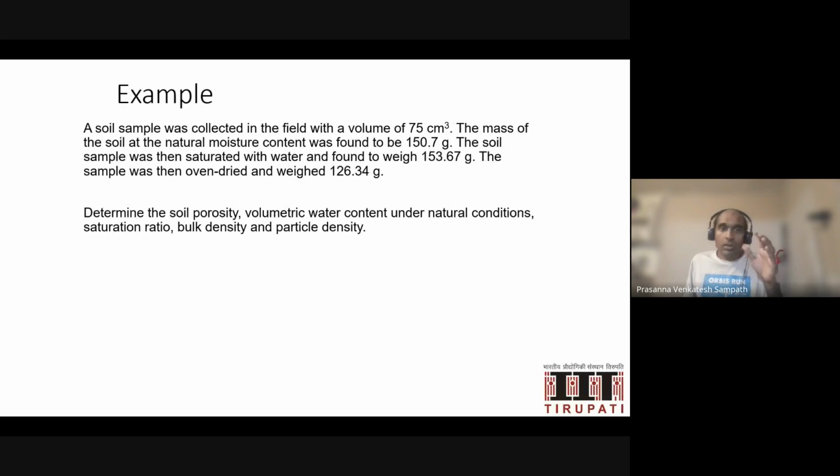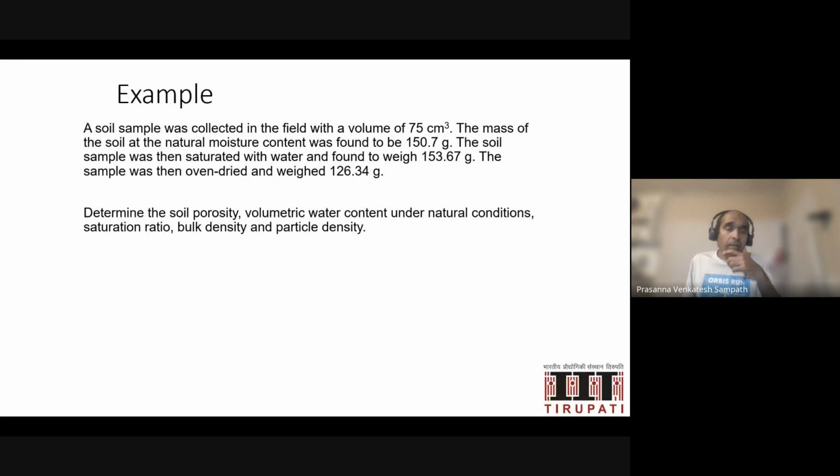So at the natural moisture content, you have the mass, and then you saturate the sample and find the weight again. You get the new mass, and then the sample was oven dried and the dry sample's mass was also measured. That's 126.34 grams. So you have these three masses: one at the natural moisture content, number two completely saturated, and number three when the sample is completely dry, oven dry.